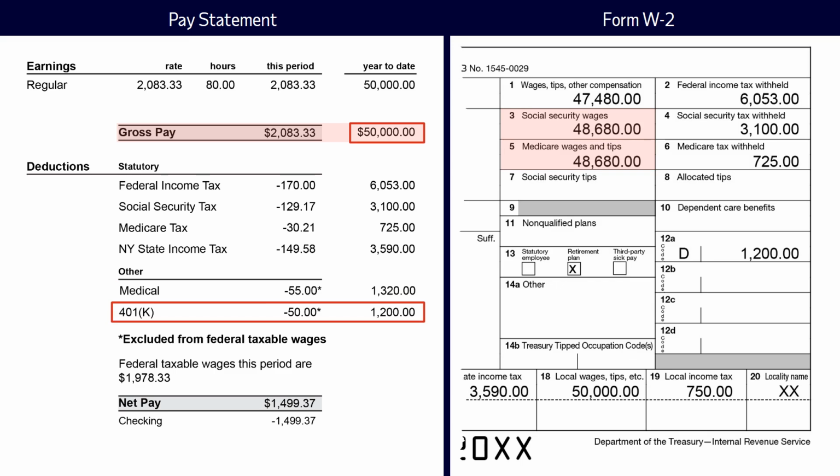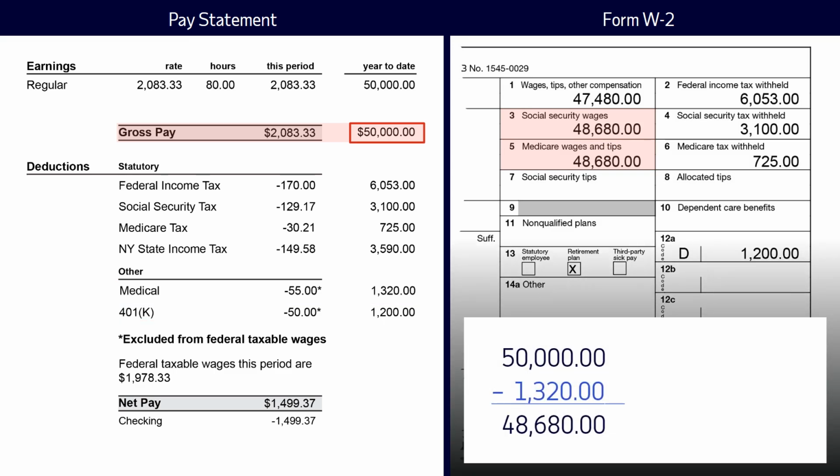401k contributions do not reduce taxable wages for either. Both boxes are calculated the same way, total gross wages minus health plan premiums. The reason for the difference between Jackie's annual salary, $50,000, and the amount in these boxes, $48,680, is the deduction of health plan premiums.